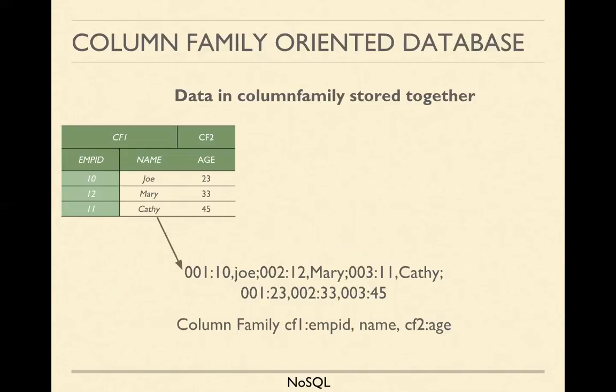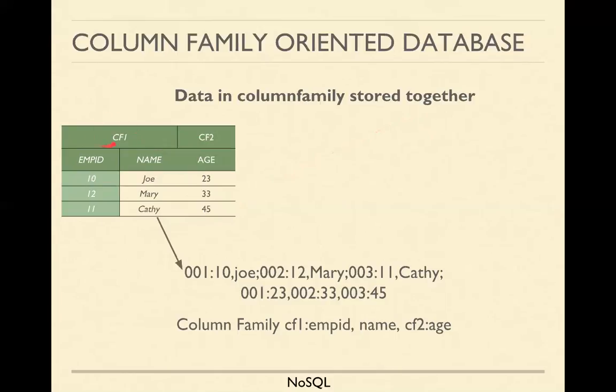There were some data stores which were very clever, such as HBase. They said that we are both column oriented as well as column family oriented. Columns were grouped into column families. CF1 contains emp ID and name. Here you can see that, while CF2 contains only one column.